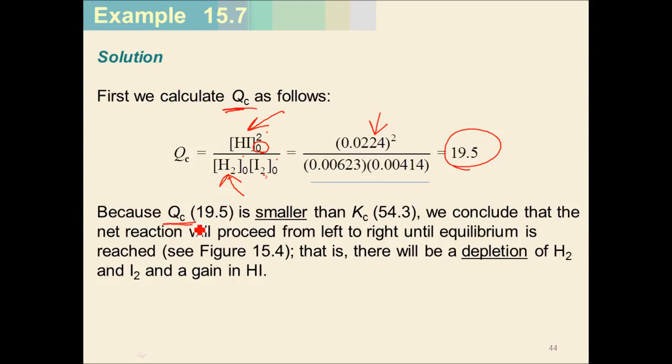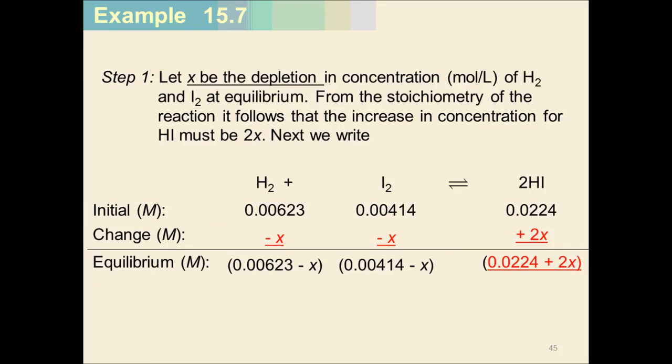Now we know Qc is much, much smaller than Kc, which was 54.3. So we conclude, since Qc is less than Kc, the reaction will proceed from left to right until equilibrium is reached. See that figure 15.4? That is, there will be a depletion of the reactants H2 and I2 and a gain in the HI. On slide 45, we're not done yet.